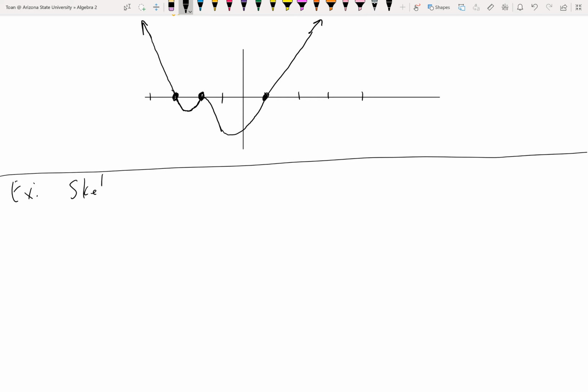So suppose I ask you to sketch f of x equals, I don't know, negative 2x plus 1 cubed, x minus 4 to the 7th power, x plus 3 to the 8th power.